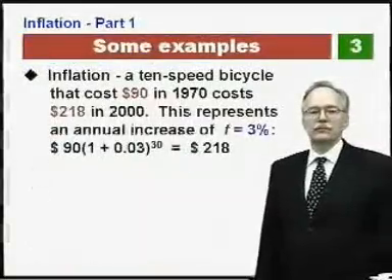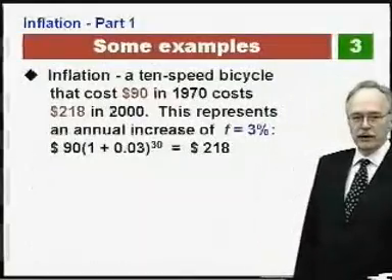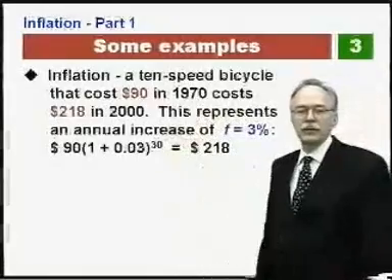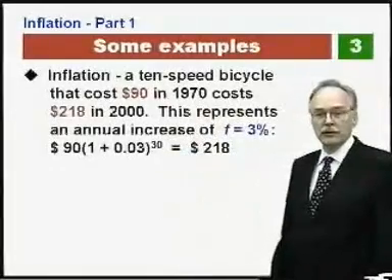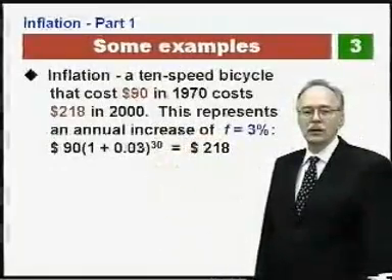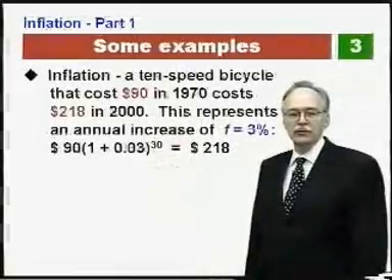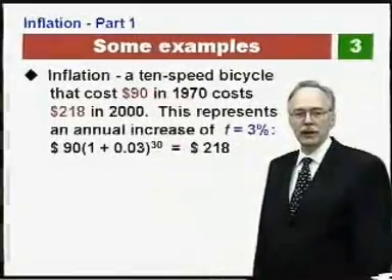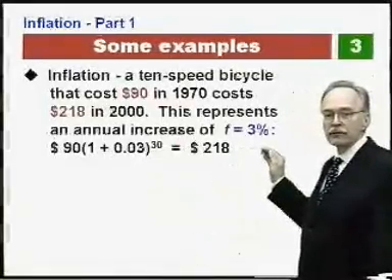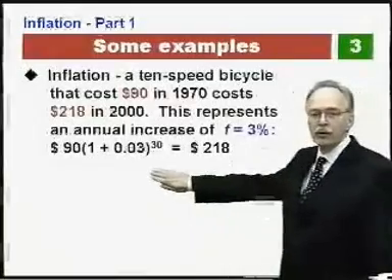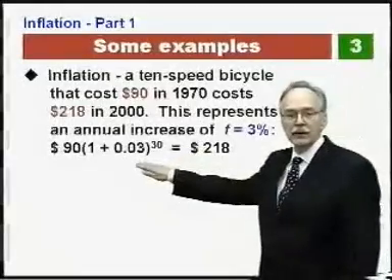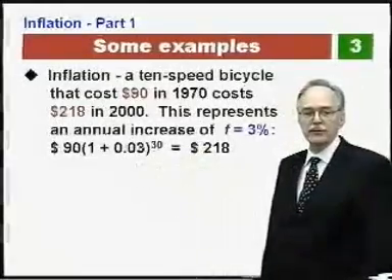Let's start with some examples. Our first example is for a 10-speed bicycle. Now let's imagine that in 1970 this bicycle cost $90. For the same quality bicycle in the year 2000 we might find a price of $218. So the change in price from 90 to 218 over 30 years, from 1970 to 2000, can be traced back to an average inflation rate of 3% per year. We take the 1.03 factor, we raise it to the 30th power, multiply that by the 1970 price, and we get the 2000 price of $218.